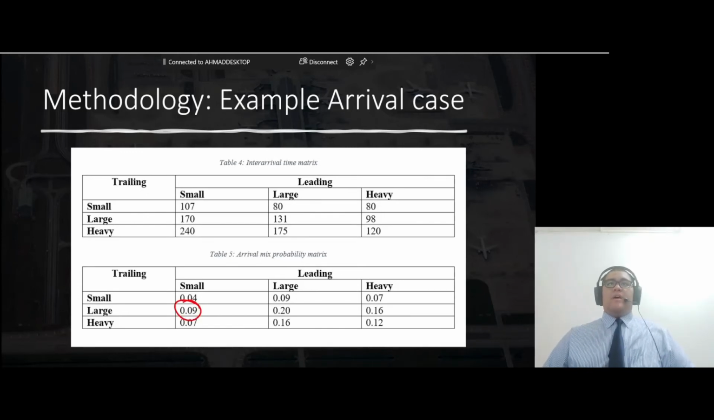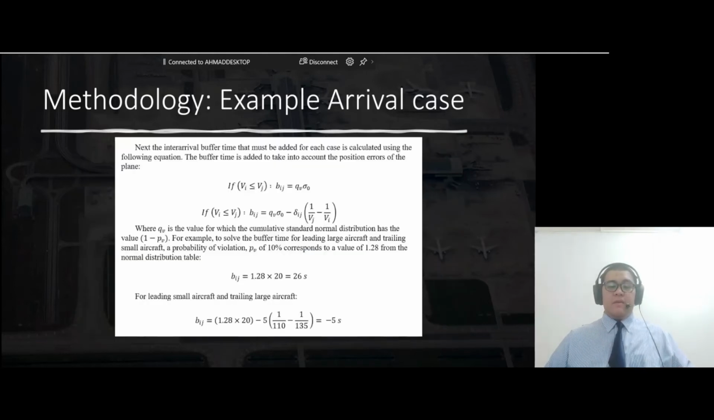And we simply do the same thing for the other aircraft combinations. Next, we need the inter-arrival buffer time that must be added for each case. Now, why do we need the buffer time? This is to ensure that the minimum separation, minimum arrival time, for the aircraft is maintained.